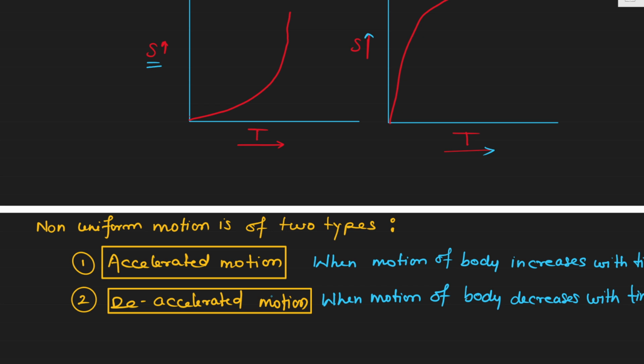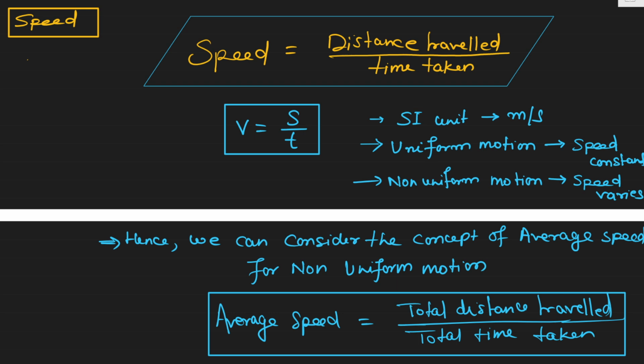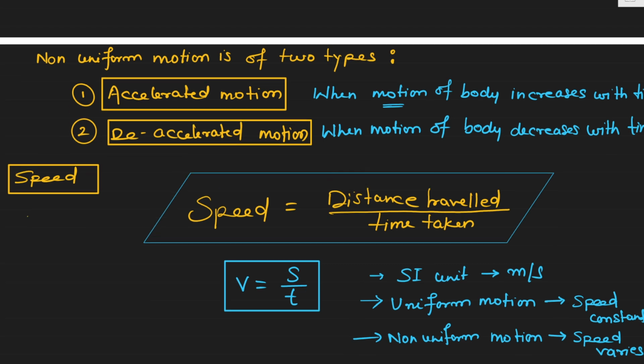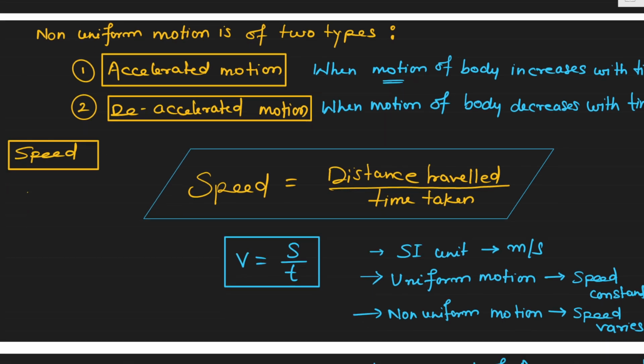One is accelerated motion. When the motion of a body increases with time, it is accelerated motion, and when the motion of a body decreases with time, it is known as deaccelerated motion. Now next you can see speed. The previous part we did was accelerated motion and deaccelerated motion.